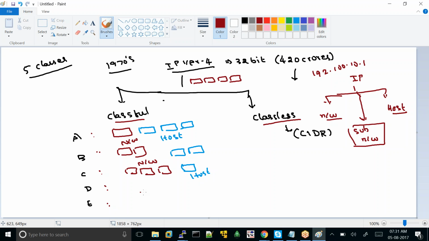And for class D, which is a multicast group, all the 4 components will be dedicated for network. It is reserved for scientific purpose. Now you give me the answer.